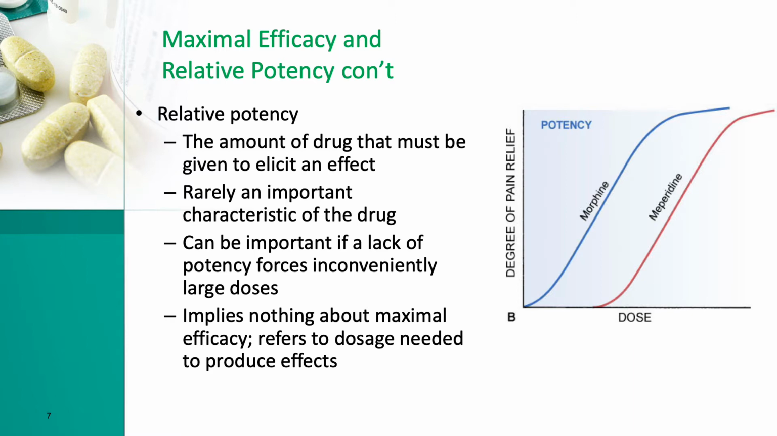Potency of a drug refers to the amount that must be given to cause an effect. It really doesn't mean much when comparing drugs. For instance, the picture on the right shows that 10 milligrams of morphine equals 100 milligrams of meperidine. In this example, achieving pain relief with meperidine requires higher doses than with morphine. We would say that morphine is more potent than meperidine. Note that if administered in sufficiently high doses, meperidine can produce just as much pain relief as morphine. Potency is not related to efficacy.